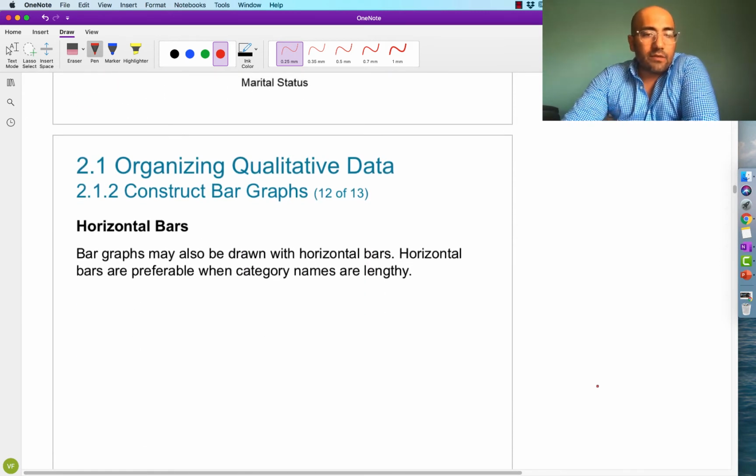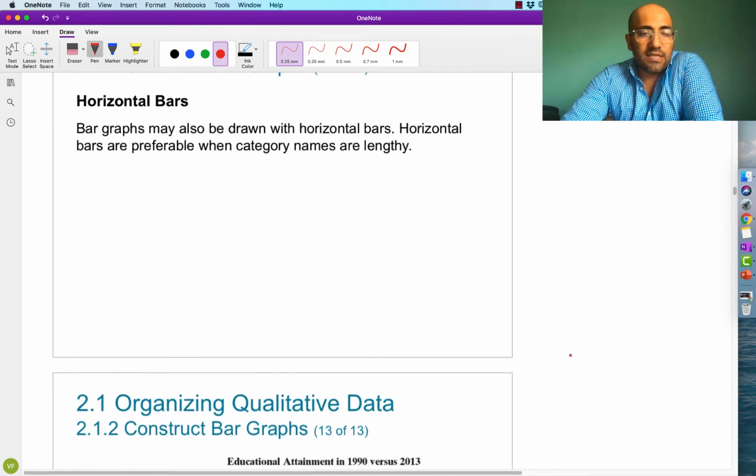Okay, bar graphs may also be drawn with horizontal bars. Horizontal bars are preferable when categorical names are lengthy. Right, so again, it's just a style thing.